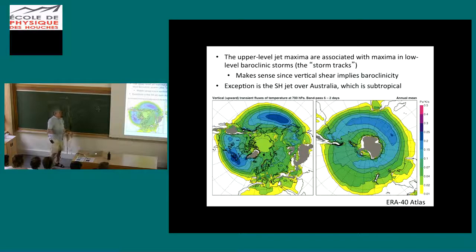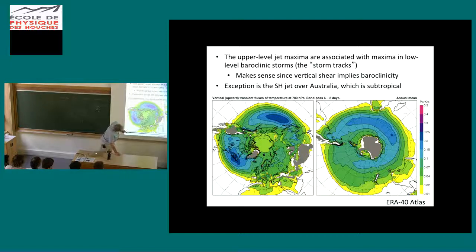In some sense, it makes sense that these things are going to be in the same sector, because if you have strong winds in the upper troposphere, that's what we would call a vertical shear, dU/dz, and that implies, by thermal wind, temperature gradients, baroclinicity, which means there's growth for eddies. Interestingly enough, if you look at the upper tropospheric jets, which were shown earlier, the one place that it doesn't match is Australia.